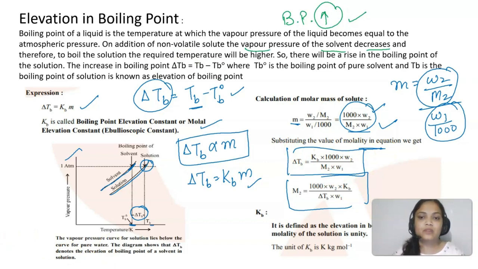Okay. So if you want to define Kb, you can say it is the elevation in boiling point when molality of the solution is unity. So the unit is Kelvin kilogram per mole. Okay. So basically the expressions that you need to remember are this one and this one, and the calculation of M2 also.